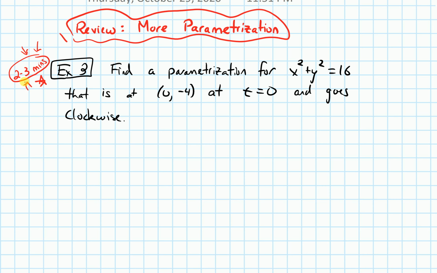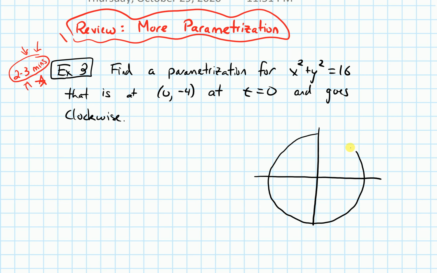All right, so hopefully you've done that. Hopefully you've paused it for about 2 to 3 minutes to try this. So let's begin to talk about it together. So x squared plus y squared equals 16, if we draw a sketch of that, that's a circle. So let's sketch in our circle, and the radius is 4.